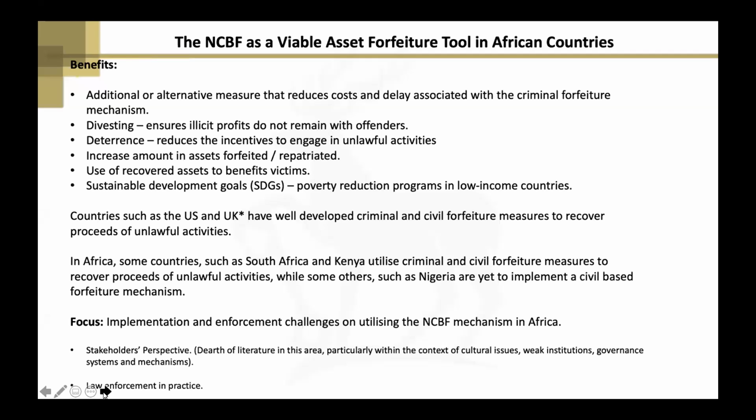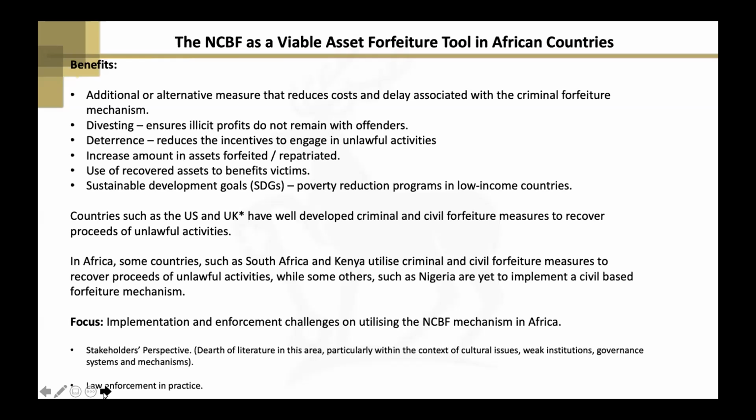Recovered assets could be used to benefit victims, which can help in the sustainable development goals of African countries in poverty reduction programs. Now, there are countries that have well-developed asset forfeiture mechanisms, like the US and the United Kingdom. But in Africa, we do have some countries that have well-developed criminal and civil forfeiture mechanisms, but this is not without its issues. South Africa, for instance, and Kenya have both criminal and civil forfeiture measures.